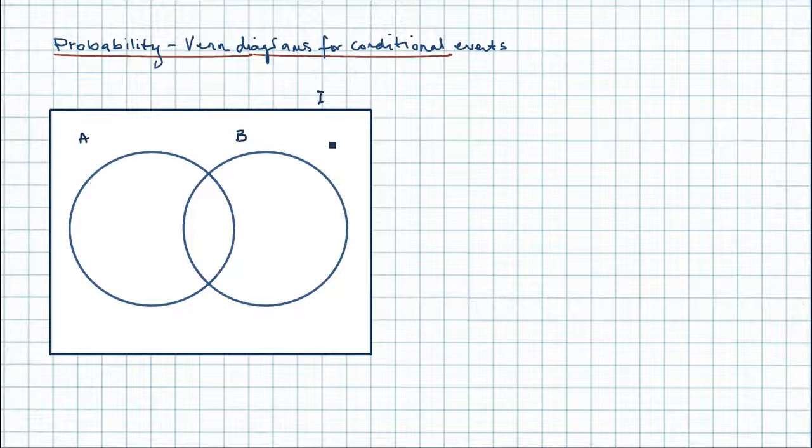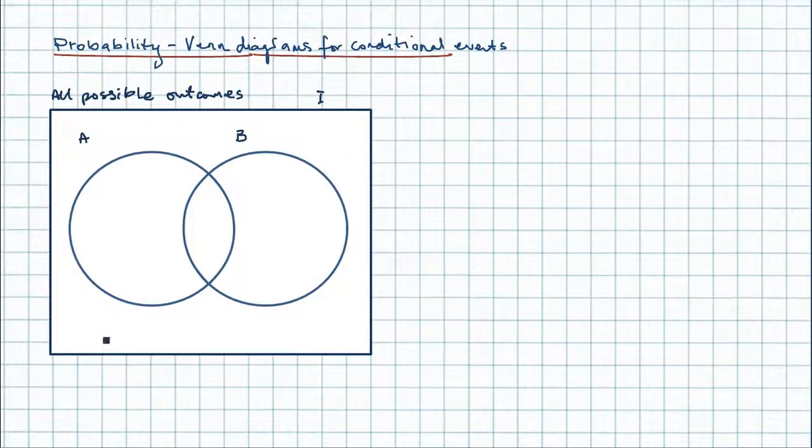And in the case of Venn diagrams for conditional probability, what we're going to have here is all possible outcomes. Okay, so the universal set represents all possible outcomes of whatever probability situation we're asked to investigate.